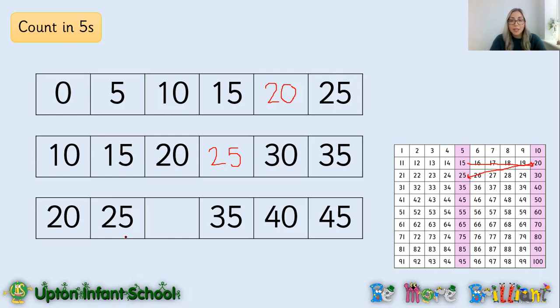Okay, next one. 20, 25. And this is where I go across this time. 25, 30. Okay, so that is our gap. Now, if you are finding it tricky to find the gaps, I think it's because we need to have a go at practicing counting in 5s really, really fluently. So if you found this a bit tricky, go back and practice counting in 5s until you're nice and quick. So 5, 10, 15, 20, and keep on going.